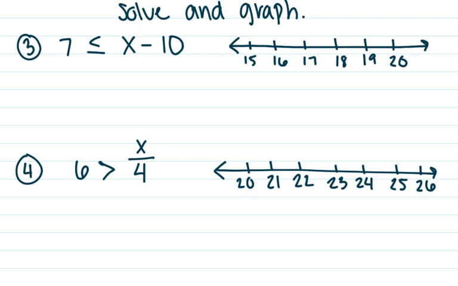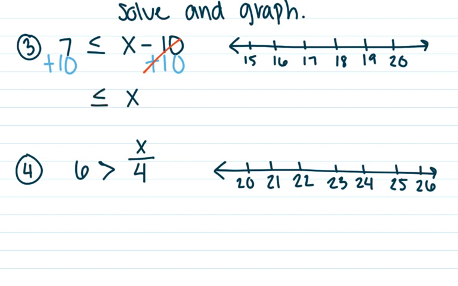So let's take a look at number 3. It says 7 is less than or equal to x minus 10. So we're going to go ahead and solve this. Again, I have a minus 10 attached to my x. To get rid of that, I need to add 10, and I need to add 10 to both sides. Remember, those rules of equality also apply to not only equations but inequalities as well. These 10s are going to cancel away, leaving me x all alone by itself.